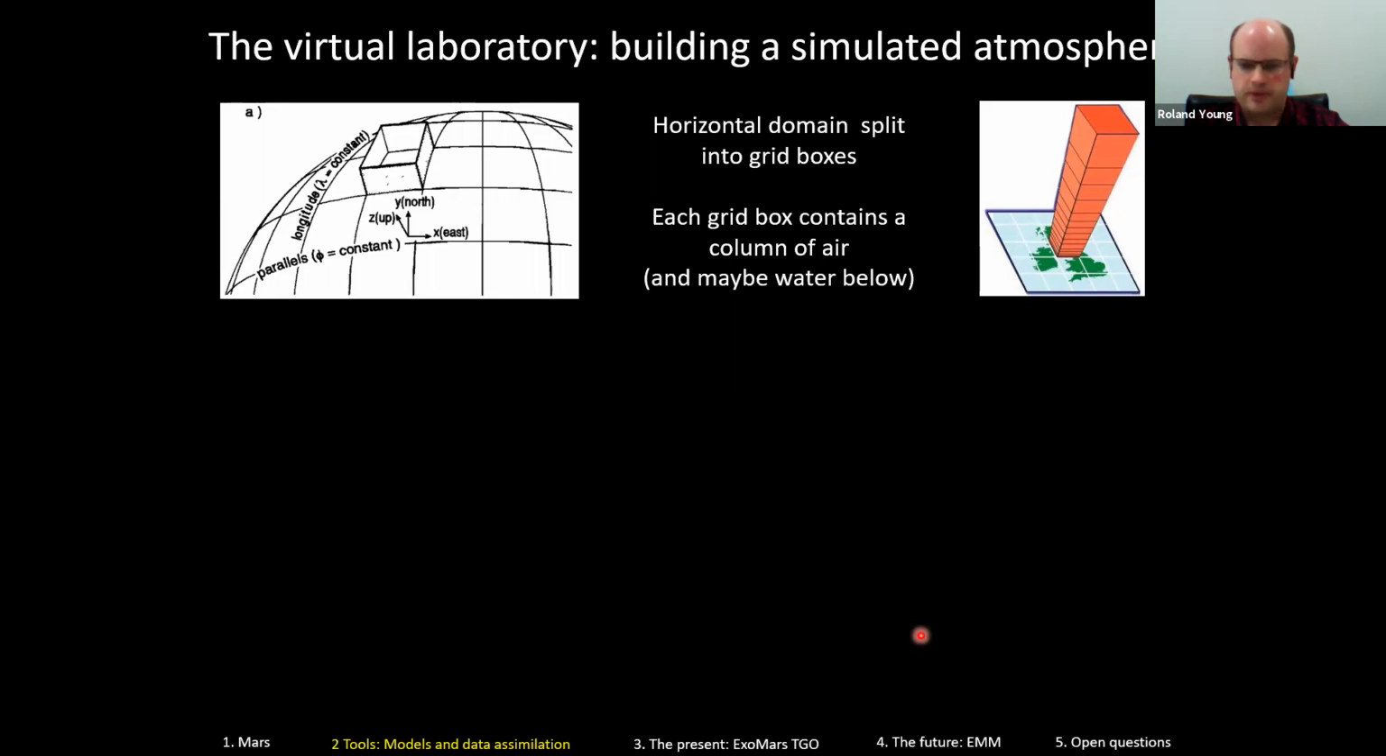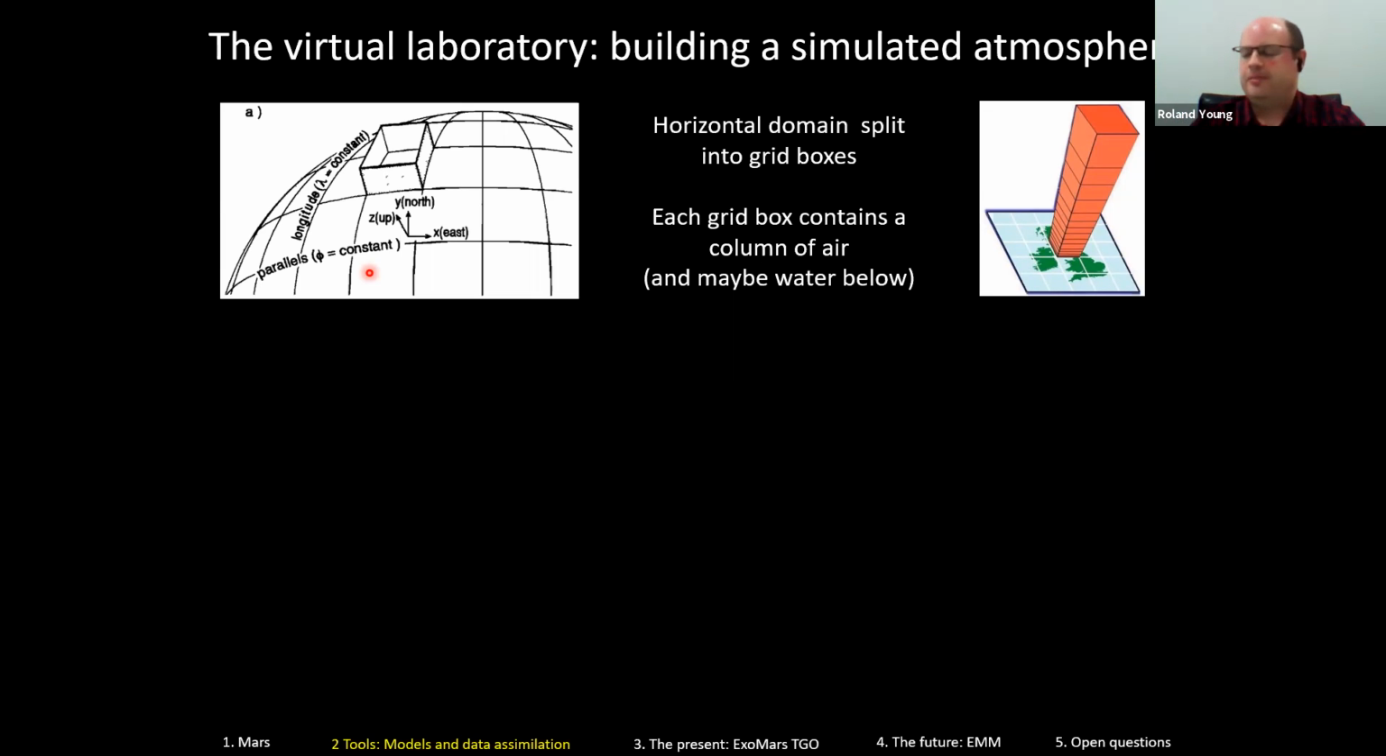So we can split up this shell of gas into boxes, into 3-dimensional boxes. Typically, you would split it into longitudes and latitudes, and then think of the surface, and then the column of air above the surface, and you split up each of these horizontal domains into a column of boxes, each containing a certain amount of air. Now, depending on what you're simulating, there might be water below. For Mars, there isn't any water below. We just have a column of air.